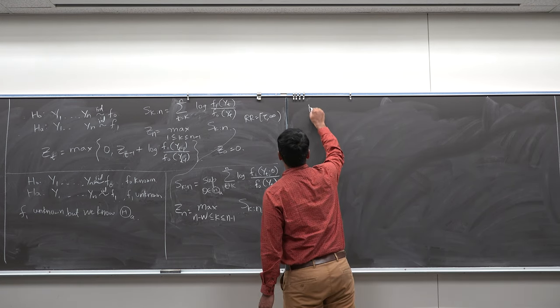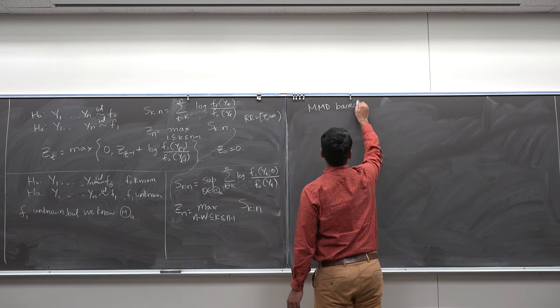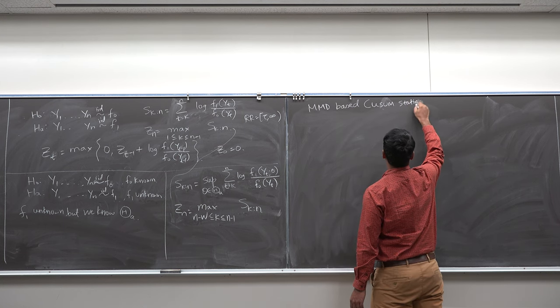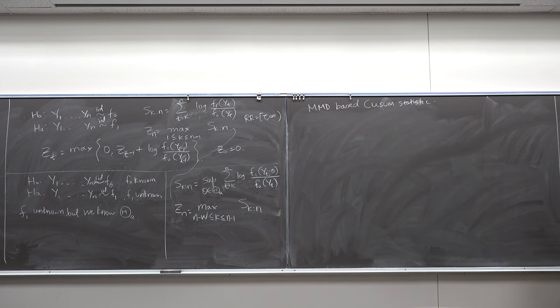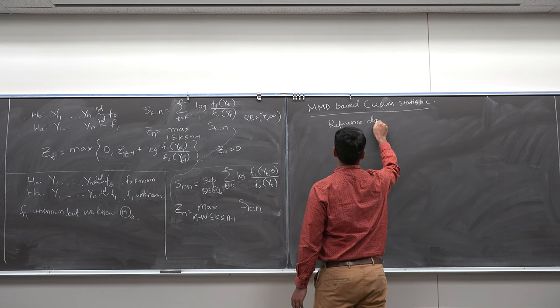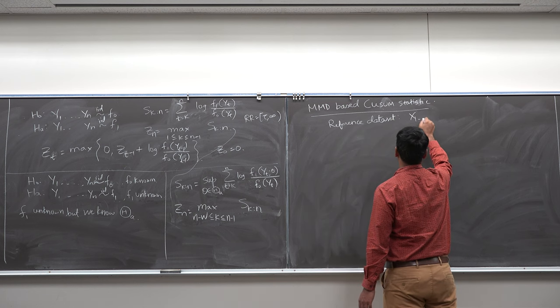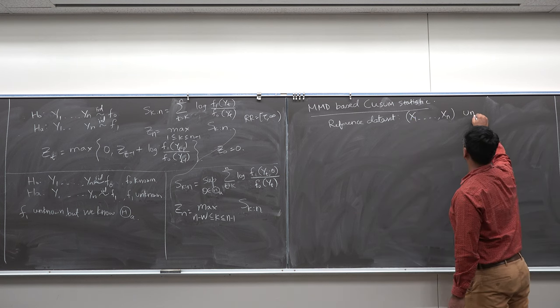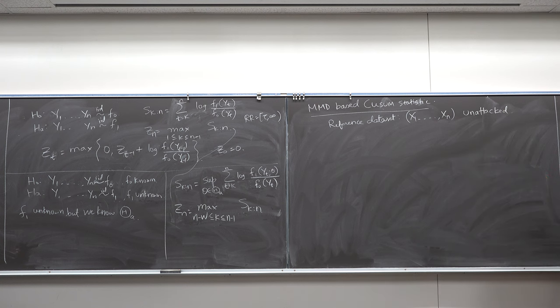So today we are going to talk about the MMD-based CUSUM statistic. What are we given in this particular test? I have a reference data set, X1 to Xn. This is unattacked, a clean data set. Nobody had attacked at the point of collecting this data set. These are all IID according to some distribution.